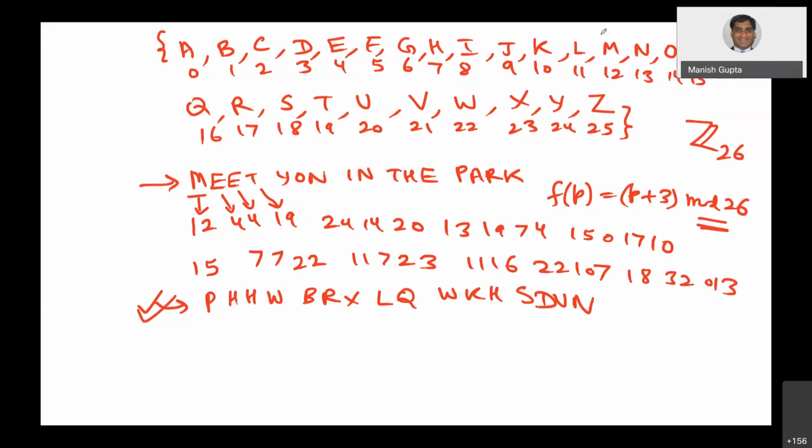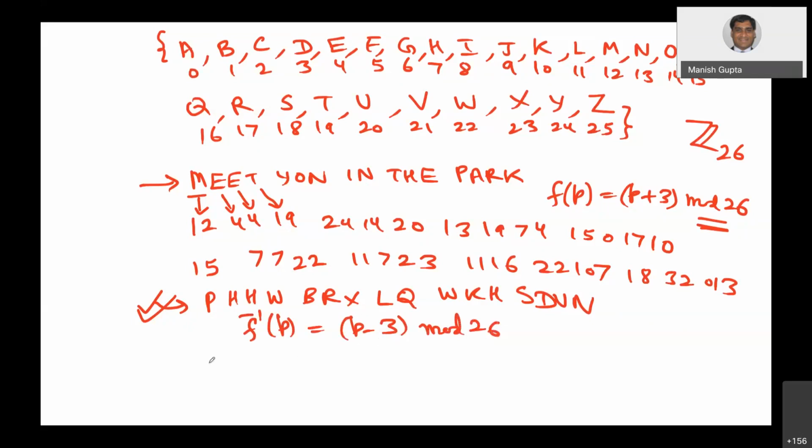Sir, instead of 3, we can use any number. Yes, we can use any number. Very good. Not only that, I can do one more. I can give you another example. I can say f inverse of p is p minus 3 mod 26. I can do this also, the reverse.